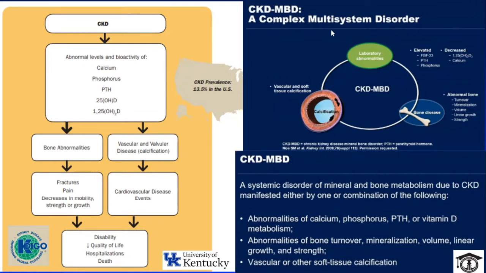So CKD-MBD is a complex multi-system disorder that includes three components. First is the one that we usually see, and it's very obvious in our patients, which is the laboratory abnormality, with elevated FGF23, elevated PTH, hyperphosphatemia, decreased 1,25 and also 25 vitamin D levels, and disturbed calcium homeostasis.